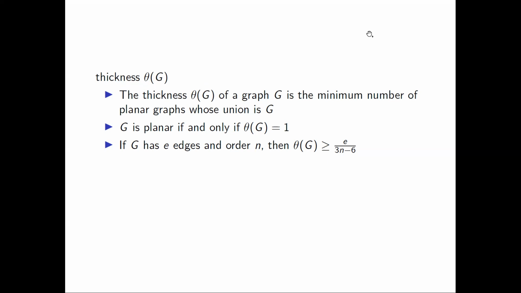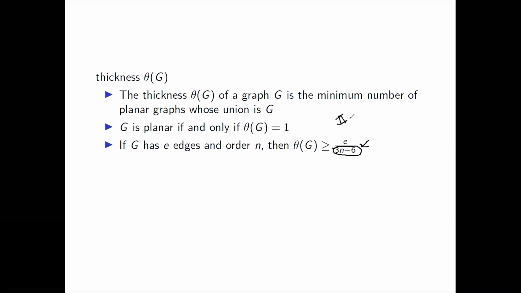And we can think about, why is this true? And we see something here which looks very familiar. We've seen this quantity before. 3n minus 6 right there. That's the number of edges in a maximal planar graph of order n.